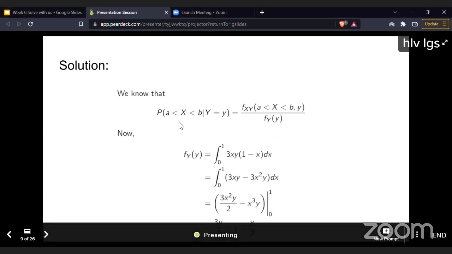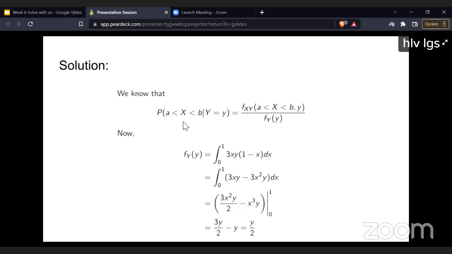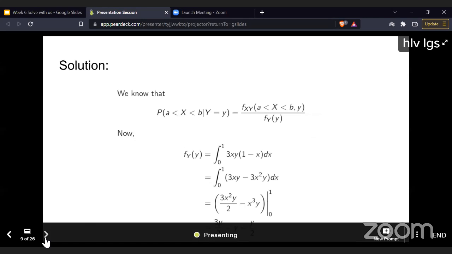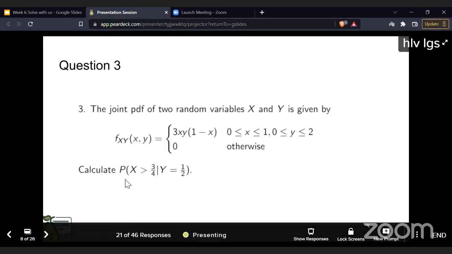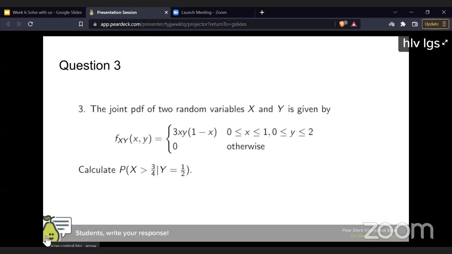So we know that given an event, to find the probability of another event, we take the joint distribution and then divide by the marginal. So this will become the probability that x is greater than 3 by 4, comma y equal to 1 by 2, divided by the probability that y is equal to 1 by 2, right? So first, let's try to find the probability that y is equal to 1 by 2. How will you find it?